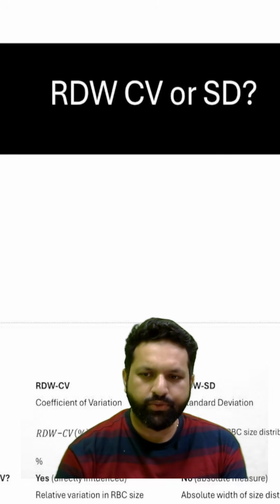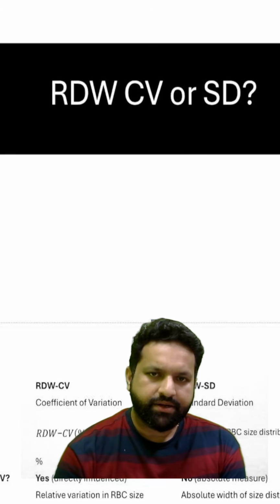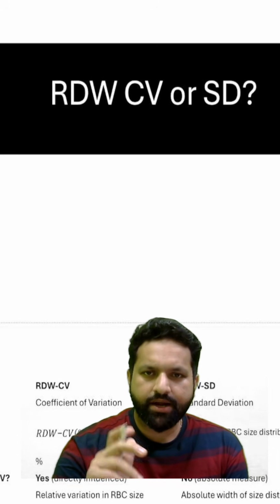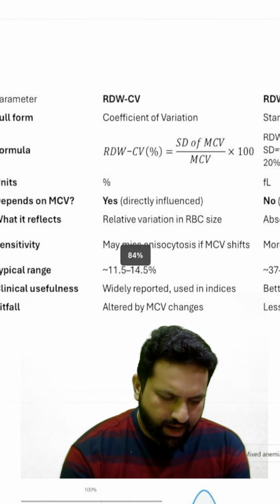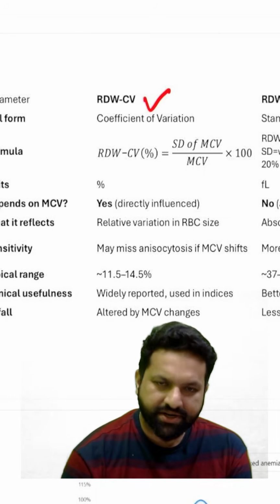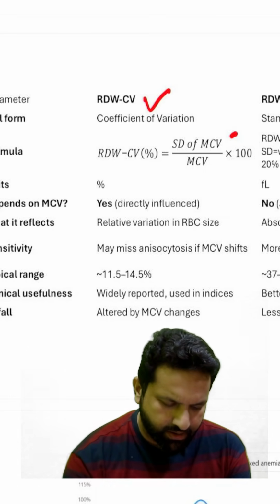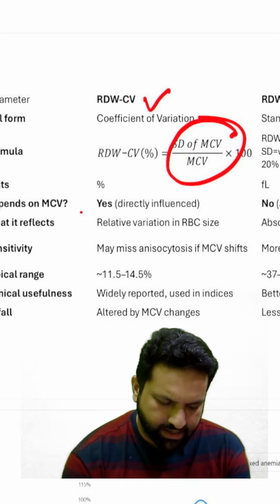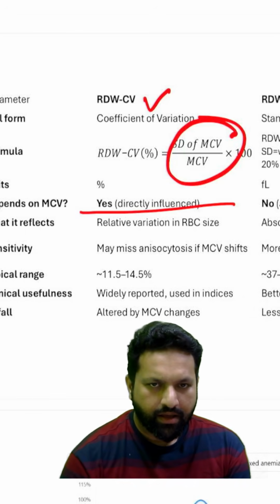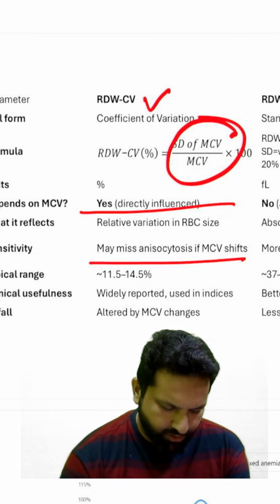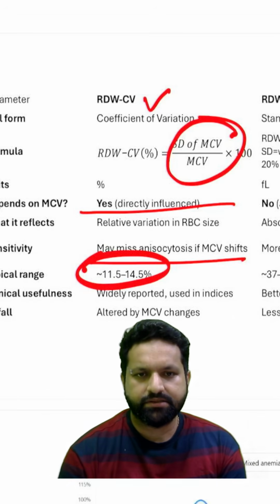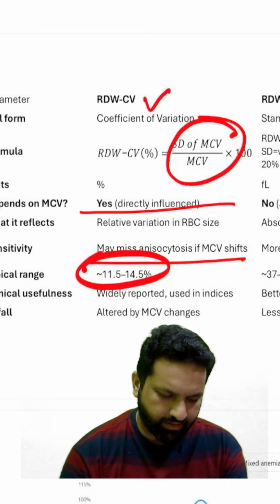All of us look into RDW-CV, but we also should look into the RDW-SD and RBC histogram. RDW-CV is coefficient of variation. It depends upon MCV and it is directly influenced by MCV. It may miss anisocytosis if MCV shifts. The normal range you have to remember is 11.5 to 14.5.